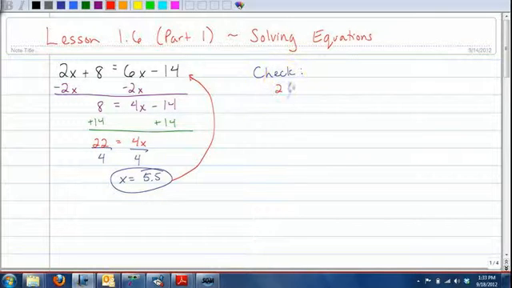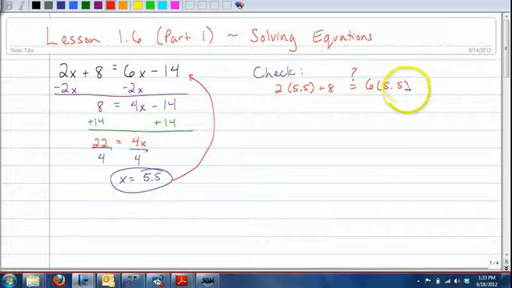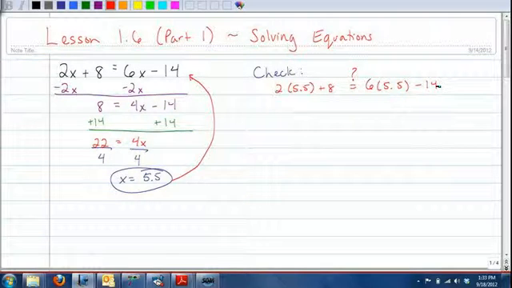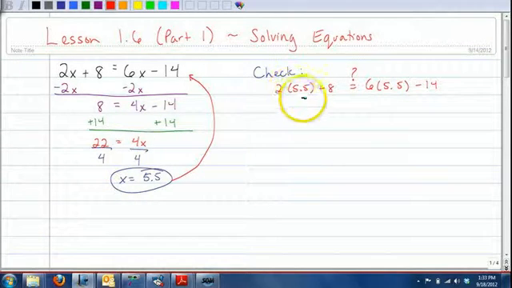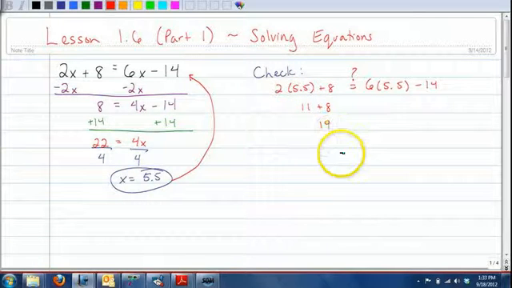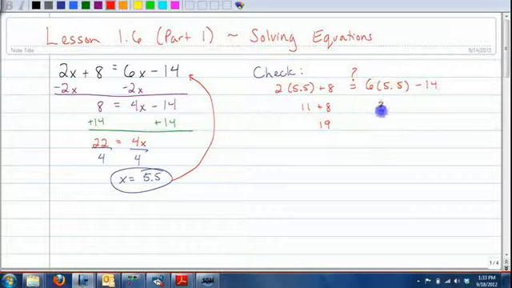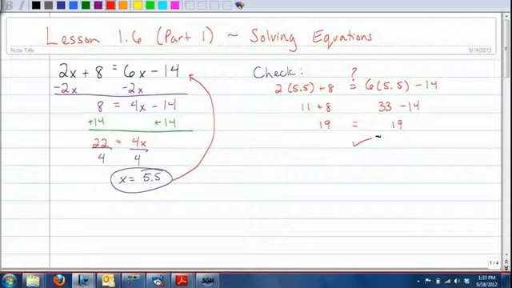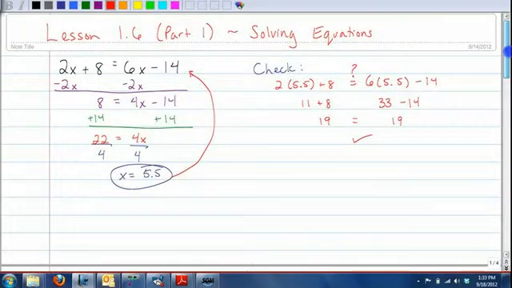So we're going to take 2 times 5.5 plus 8. I want to see, is that equal to 6 times 5.5 minus 14? Well, 2 times 5.5, that's 11. And 11 plus 8 gives me 19. 6 times 5.5 gives me 33. Minus 14 also gives me 19. So my answer checks out here, so everything's all good. So I know I've done it correctly.